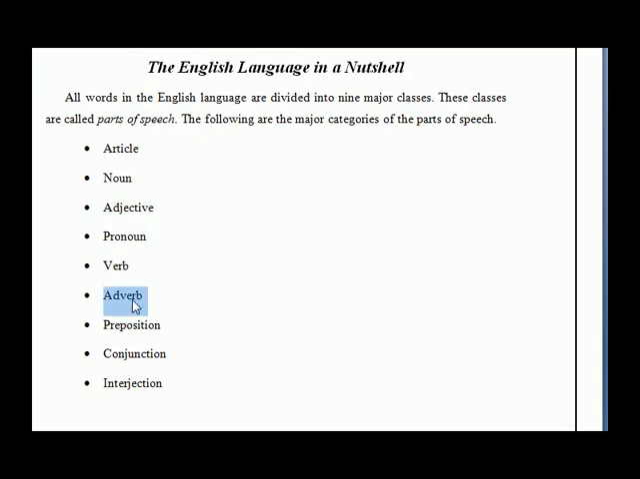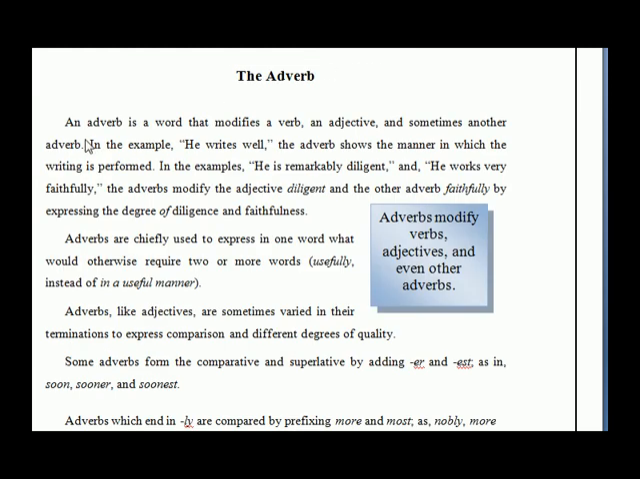Our next stop is the adverb. So let's have a quick look at what an adverb is. An adverb is essentially a word that modifies verbs, adjectives, and even other adverbs. So for example, he writes well. He writes is a verb and well is the adverb. He is remarkably diligent. So remarkably is the adverb here, and so on and so forth.